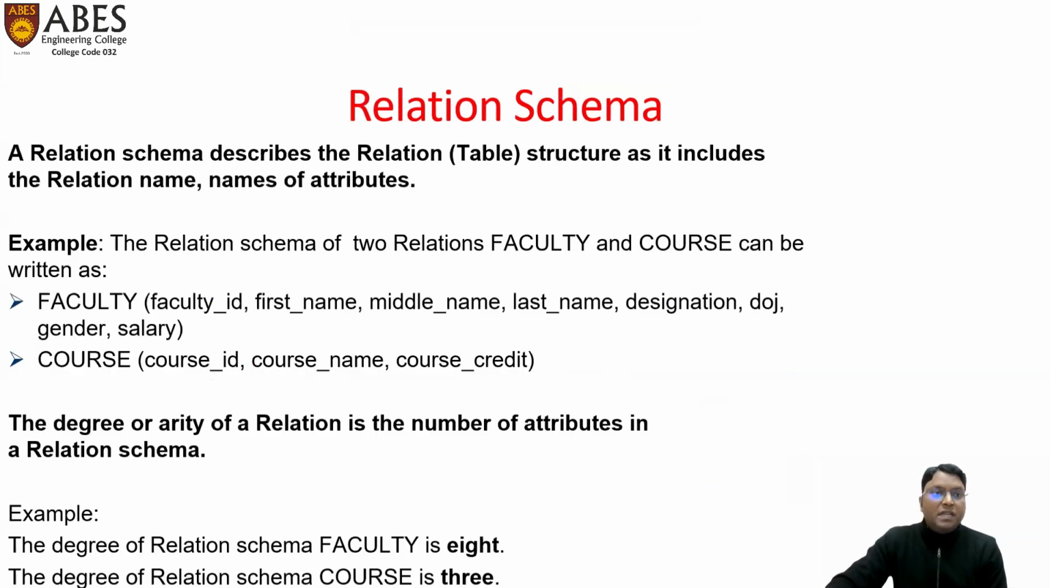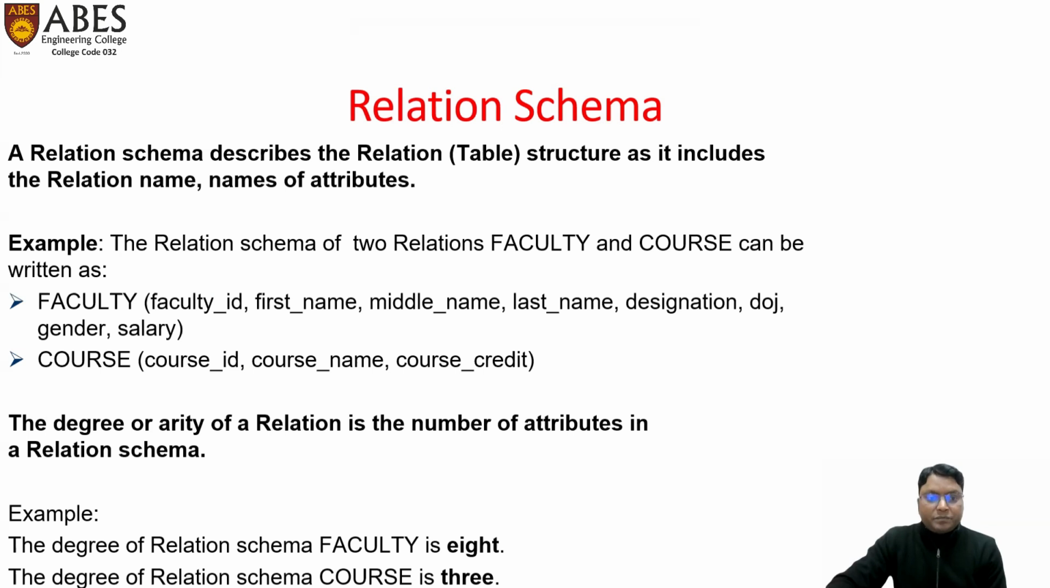Relational schema. A relational schema describes the relational table structure, as it includes the relation name and names of attributes. An example of a relational schema for two relations, faculty and course, can be written as: faculty is represented as faculty ID, first name, middle name, last name, designation, date of joining, gender, salary. And course may consist of the attributes course ID, course name, and course credit.